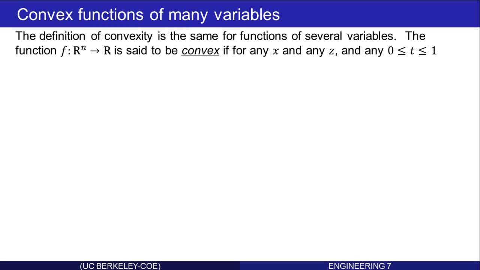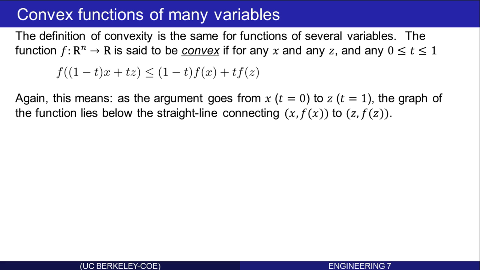For functions of many variables, the definition is exactly the same. The function f, mapping an n-variable vector to real numbers, is said to be convex if for any n by 1 vector x and any n by 1 vector z and any scalar t between 0 and 1, f of (1 minus t)x plus tz is less than or equal to (1 minus t) times f of x plus t times f of z. Again, this simply means as the argument moves from x to z, really t transitioning from 0 to 1, the graph of the function lies below the straight line connecting the points of the graph x, f of x to z, f of z. It's easiest to visualize this in MATLAB both for a non-convex function and for a convex function. Let's do that.